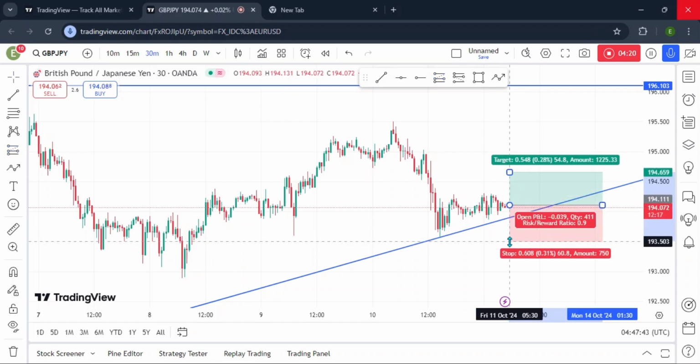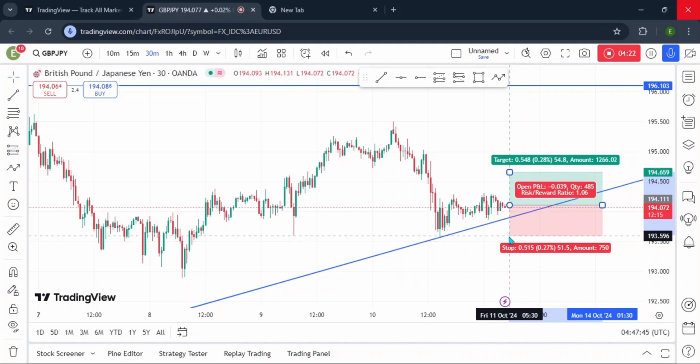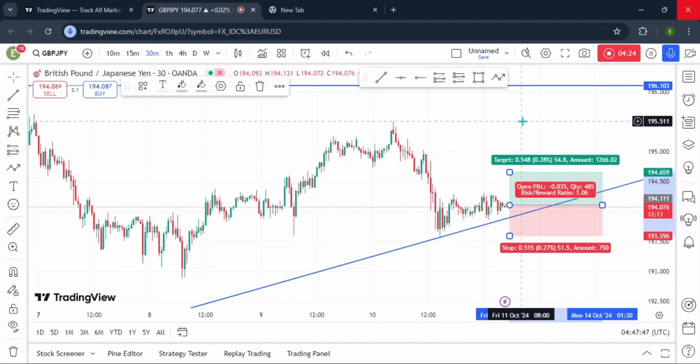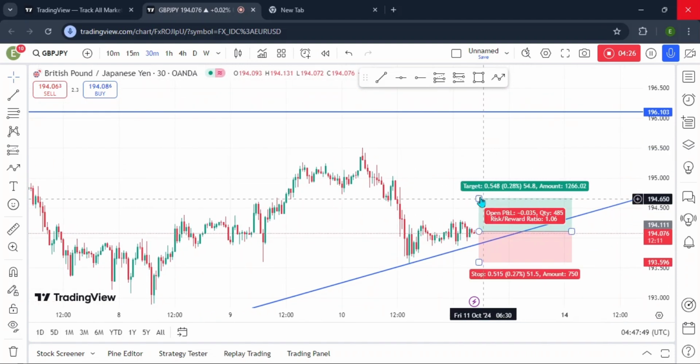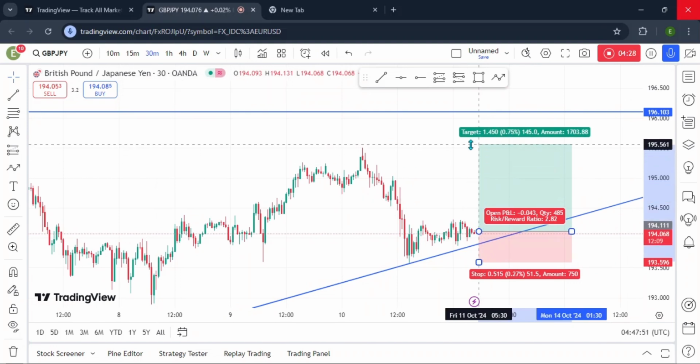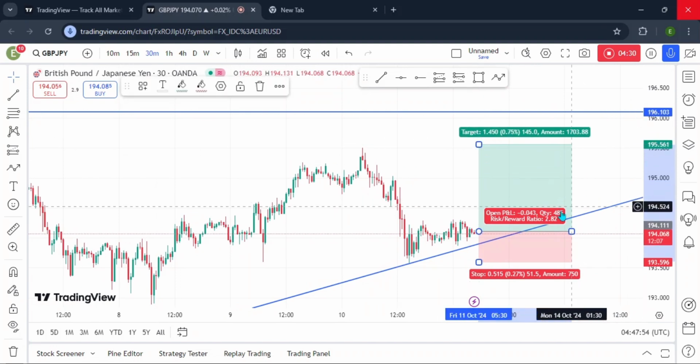So your stop loss is at this support level beneath the trend line. All right, so that gives you a stop loss of about 50 pips, and then your take profit is at this level. So that is like 1:2, 1:2.8. So you're risking about 51 pips for 145 pips.